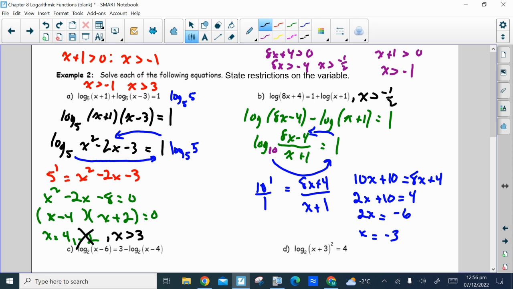But if you let x equal negative 3 in either of those two log expressions or terms, you'd be getting the log of a negative number. So in this case here, there is no solution.